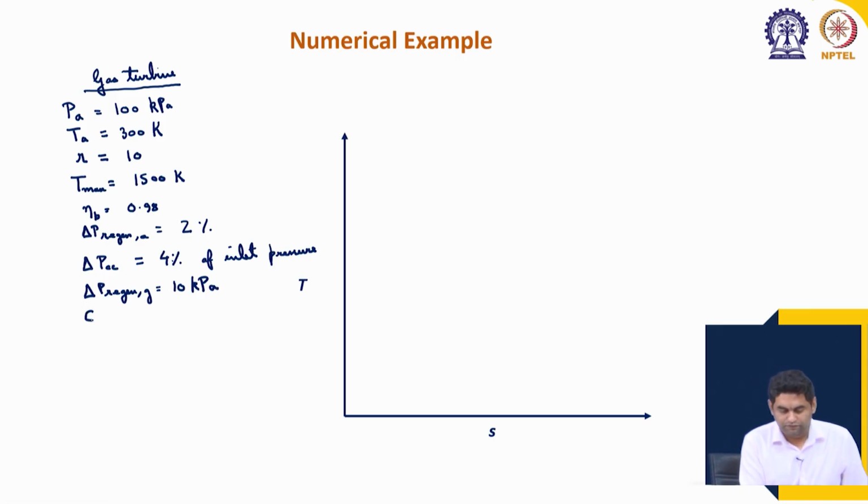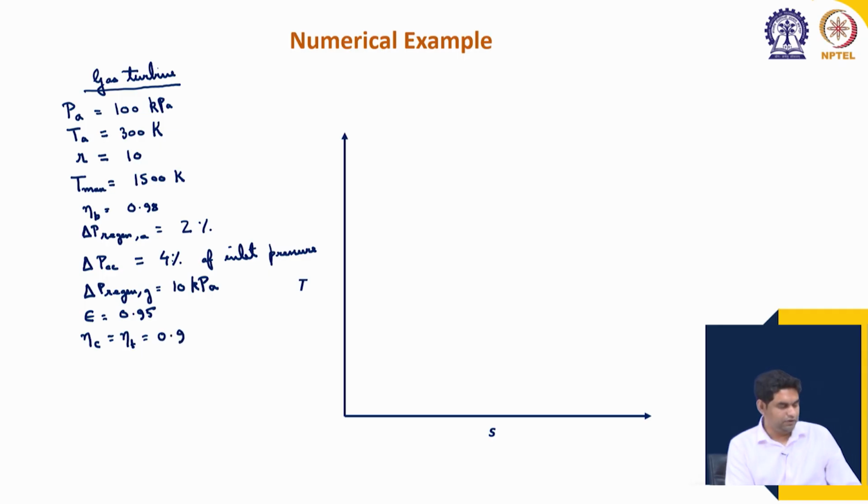Then we have a regenerator effectiveness of 0.95 and isentropic efficiency of turbine and compressor are also given, and it is equal to 0.9. Okay. So, let us summarize again. Ambient conditions are known, pressure ratio is given, turbine inlet temperature is given. Okay. So, then efficiency of combustion is given, delta P, so all the pressure losses are given. Then regenerator effectiveness and the isentropic efficiencies of compressor and turbine are given.